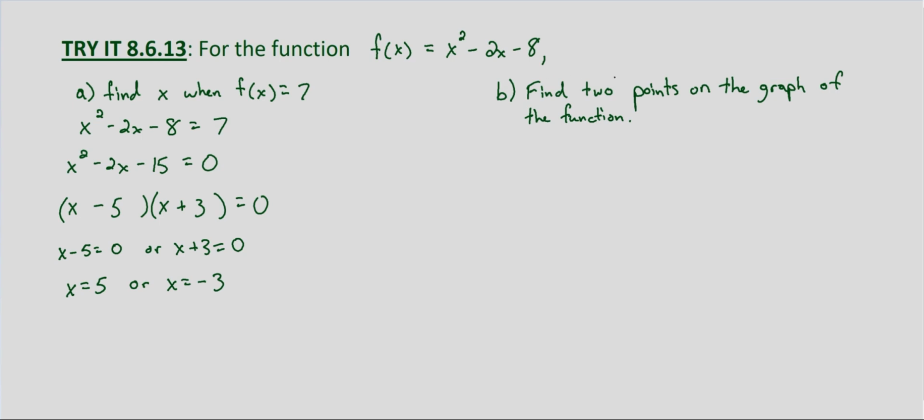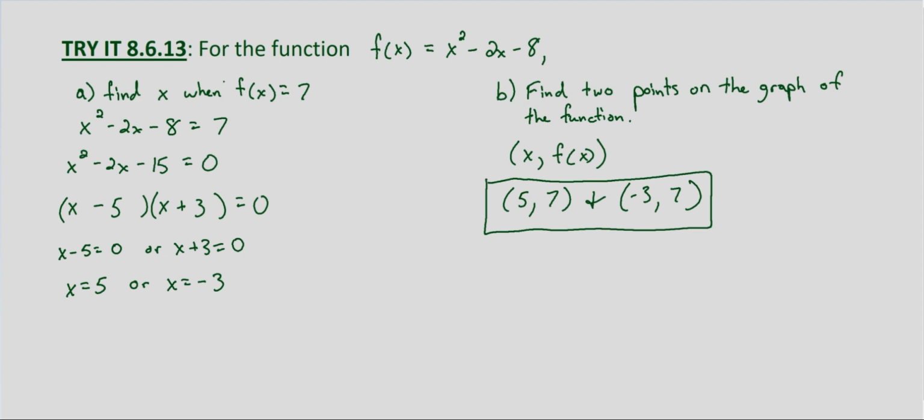So as far as finding the 2 points on the graph of the function, that just means x, f of x, and we just solved for 2 of those. When x equals 5, f of x equals 7, and when x equals negative 3, f of x equals 7. So here's the 2 points on our graph.